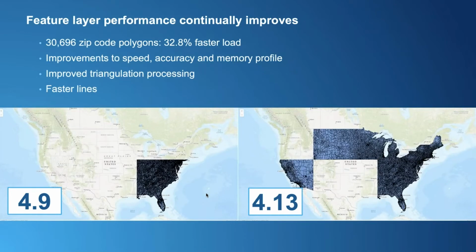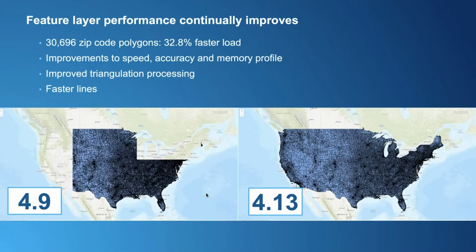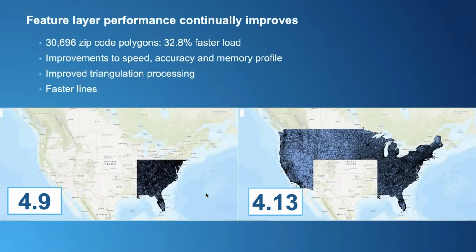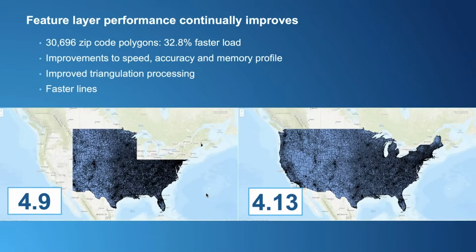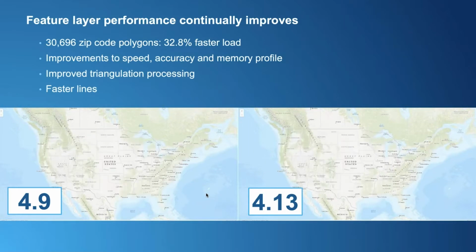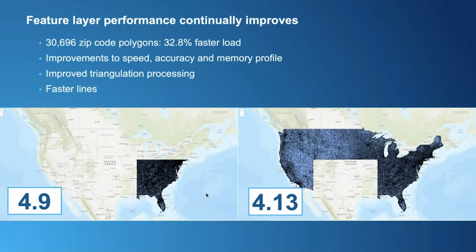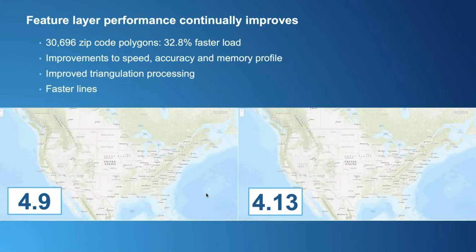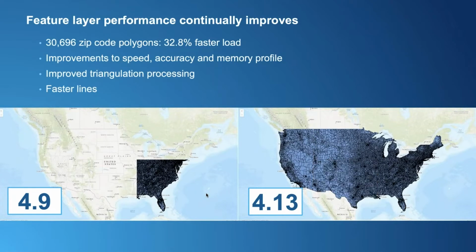You saw 900,000 building footprints, but these are more complex geometries than what you saw in those New York buildings. And we can render 30,000 of them, or even more than that. We've been able to render all of the census tracts, which is, I believe, about 70,000 polygons in the United States. In both versions of the API, you can still load all of that data, but you'll note that in the 4.13 version, which came a year after 4.9, the features loaded and drew much faster than before. So we're improving the speed, the accuracy, the memory profile, and ultimately we're improving the triangulation, which results in those faster lines that are drawing.